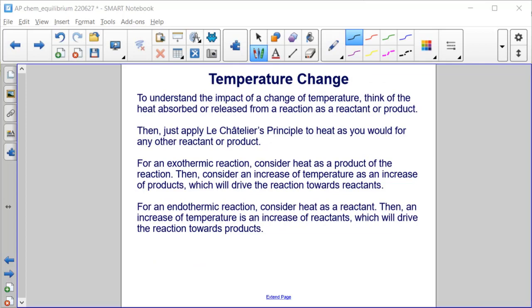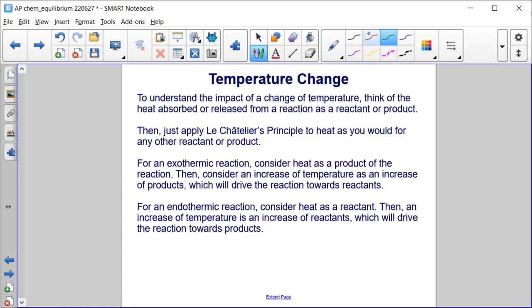Temperature change. To understand the impact of a change of temperature, think of the heat absorbed or released from a reaction as a reactant or product. Then just apply Le Chatelier's principle to heat as you would for any other reactant or product.